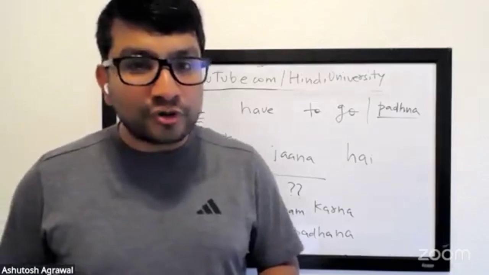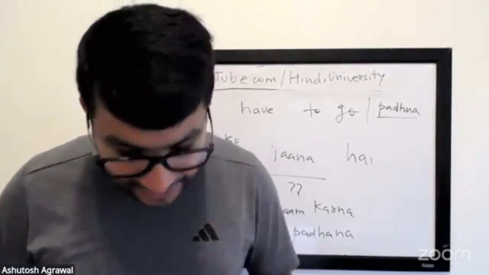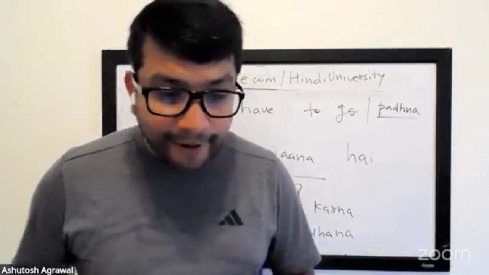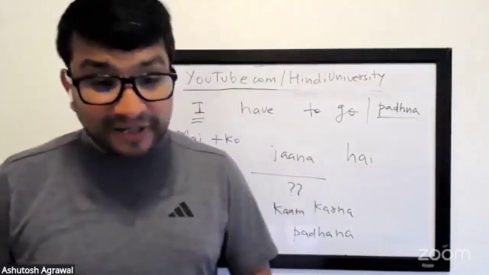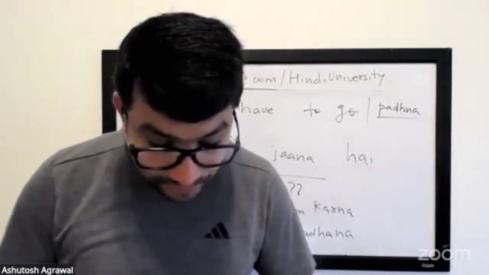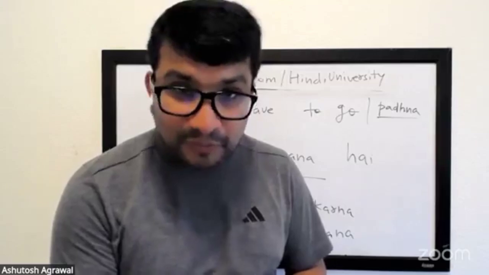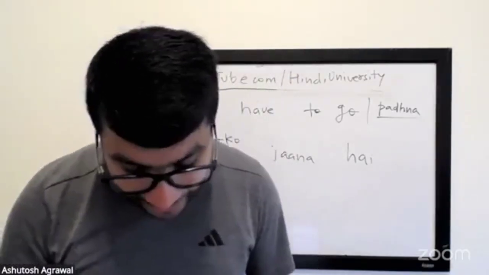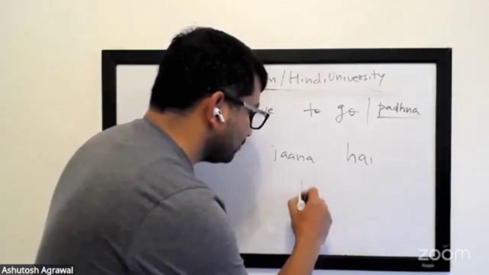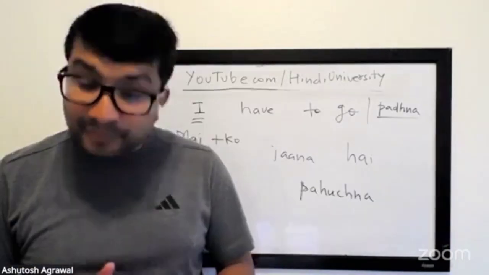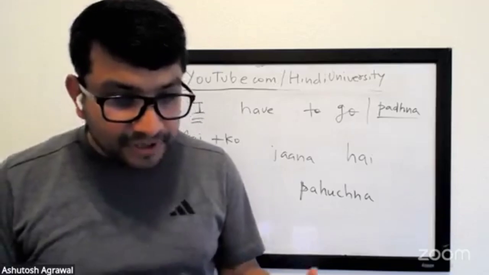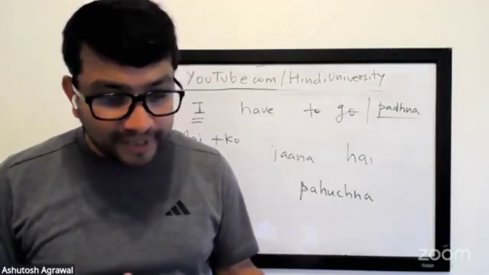I have to go to the office, right? मुझे कार्यालय जाना है. Okay, if your obligation is that I have to cook, मुझे खाना पकाना है, मुझे खाना बनाना है. I have to call, beautiful, मुझे कॉल करना है, right? I have to arrive on time. To arrive is पहुंचना, beautiful. मुझे समय पर, which is on time, स्टेशन पर पहुंचना है.